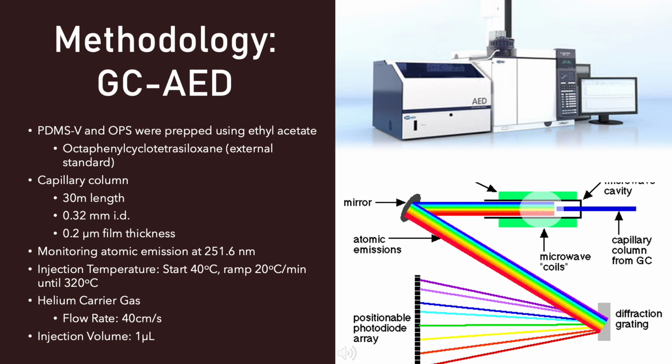Emission was monitored at 251.6 nanometers because this is specific to silicon. 1 microliter of analyte was carried through the column with helium gas. Looking at the AED, the analyte comes out of the column and into a microwave-induced plasma chamber. There's a cooling system that is applied, and then the analyte is released from the chamber to hit a mirror that atomically emits toward a diffraction grate and then to a diode that collects the signal.